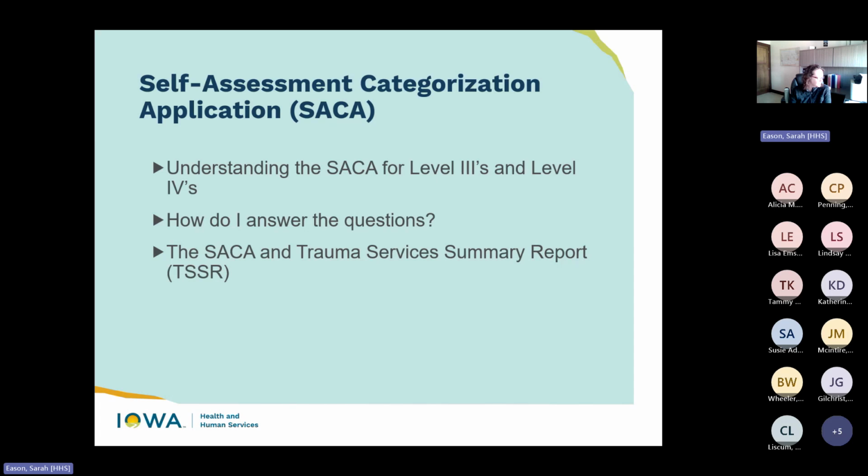And if you've heard or been around at all, you've heard the term SACA. What does that exactly mean? Well, SACA stands for the Self-Assessment Categorization Application. Today we're going to focus on the SACA for the level 3s and level 4s, the state verified level 3s and the level 4s. We're going to talk about how to answer the questions on the SACA, and we're going to give some specific examples. We're going to walk through each page to make sure that everyone is on the same page. As I see these SACAs and the supporting documentation come in for verifications, I see a lot of variability.